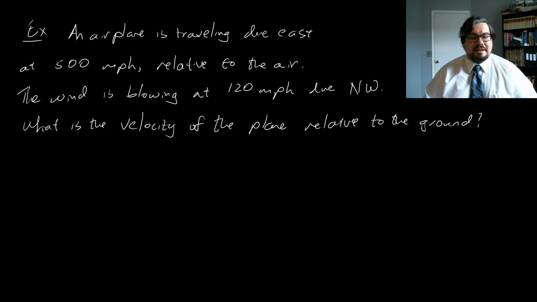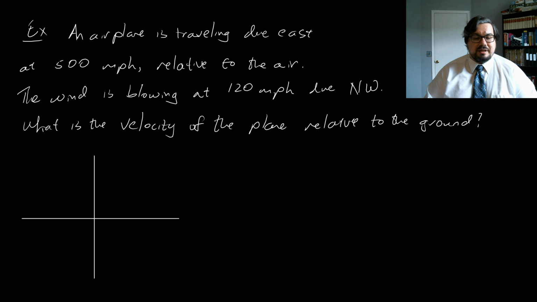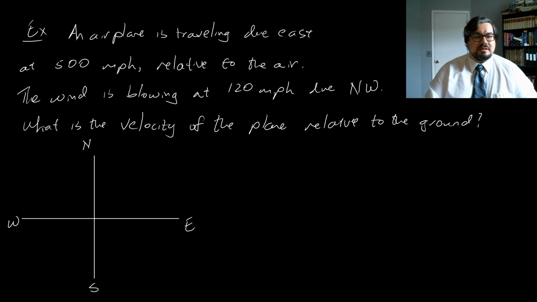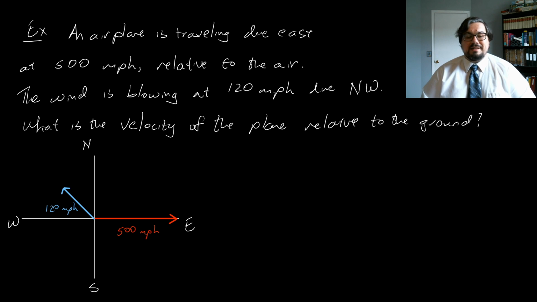All right, so for this, let's set up our situation and sketch out what's going on. Let's set up a coordinate system the normal way: north, south, east, and west. We've got two velocities being described here. One is the velocity of the plane, traveling east at 500 miles per hour. The wind is blowing directly northwest at 120 miles per hour. We want to know the velocity of this plane relative to the ground.